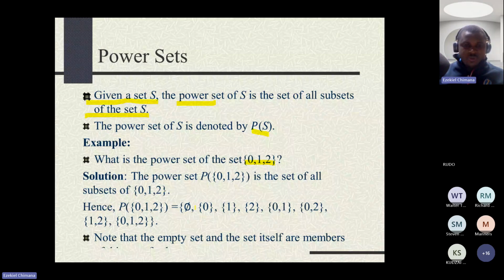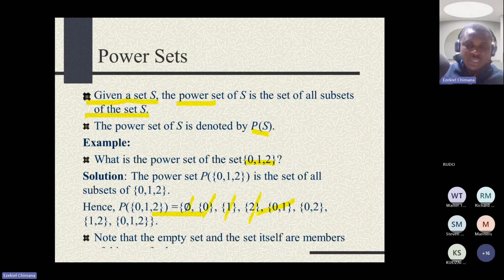And if you look at it, we've got the empty set first as a subset of this set. And then we've got the set with only 0, the set with only 1, the set with only 2, and also the set with 0, 1, and also the set with 0, 2. So you put all the combinations that you can have. Also the set with 1, 2, as well as the set with 0, 1, 2. So the collection of all those sets is what you call the power set.